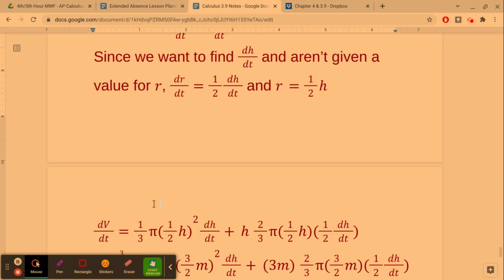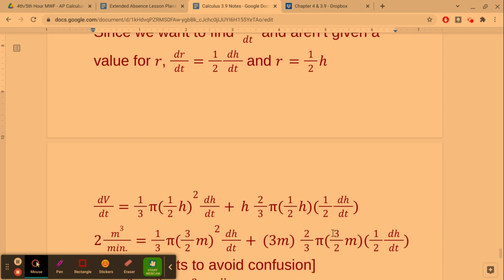There it is. So there was an r there, now there's a 1/2 h. There's an r there, now there's a 1/2 h. There was a dr/dt here, now there's a 1/2 dh/dt. All right. So now we have everything in terms of h and dh/dt. That's awesome. So we went from 5 total variables down to 3. This problem is now very accessible. Okay. So now we're going to substitute.